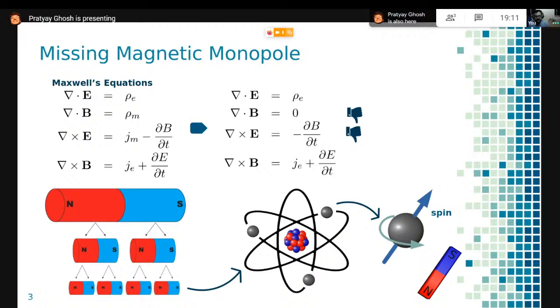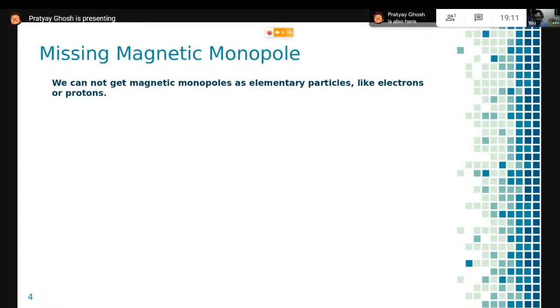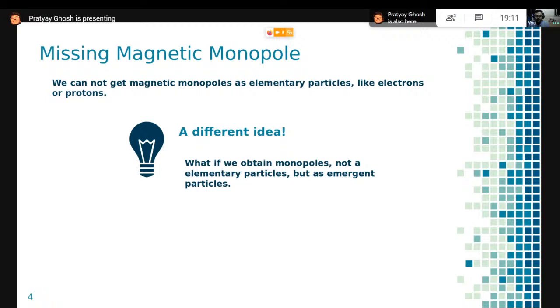So the bottom line is, the elementary particle that you have is itself a dipole. So that could be the end of the talk, because then we have proof that there could not be any elementary monopole. But we physicists, we like to give things a thought, and we have our novel ideas. And one of those ideas says that, okay, fine, you cannot get an elementary monopole, but it's possible that you can get a monopole as an emergent particle.